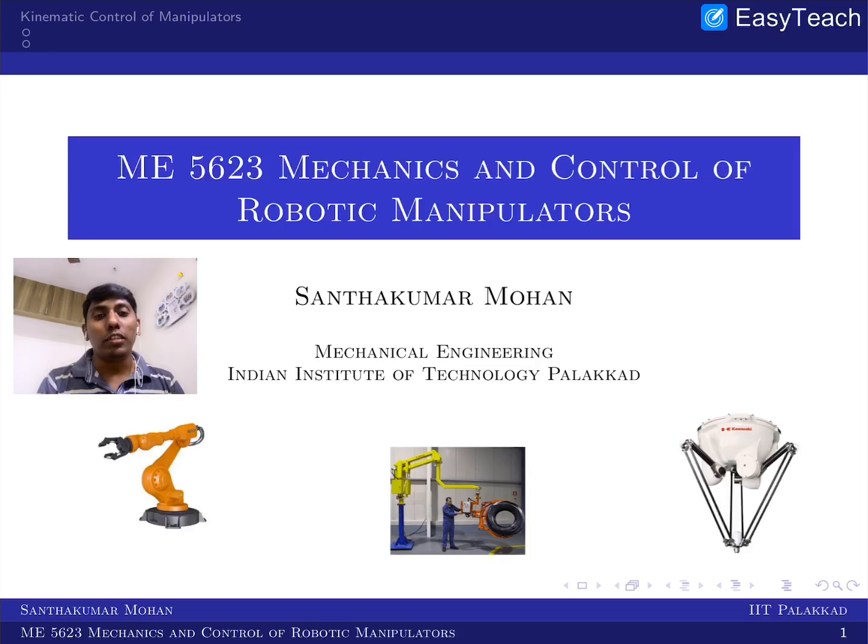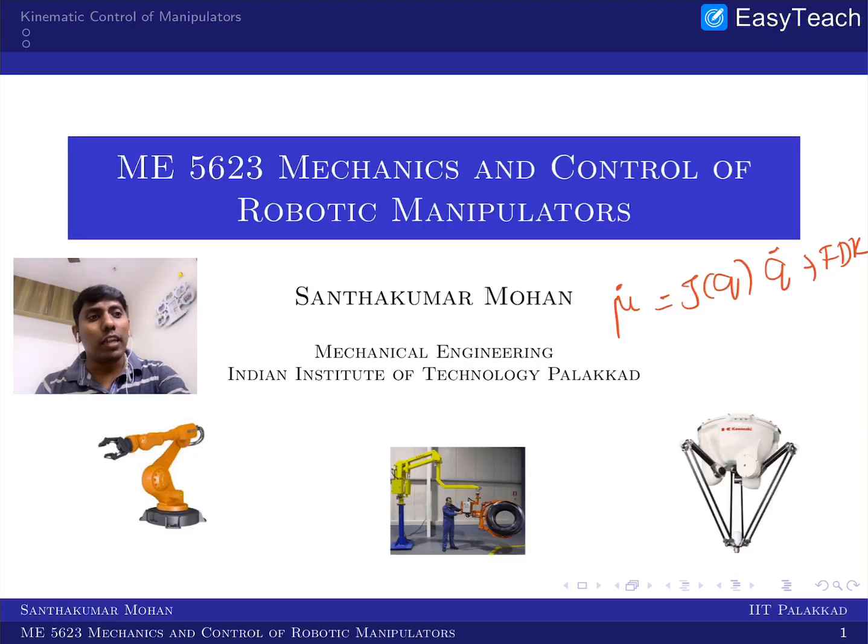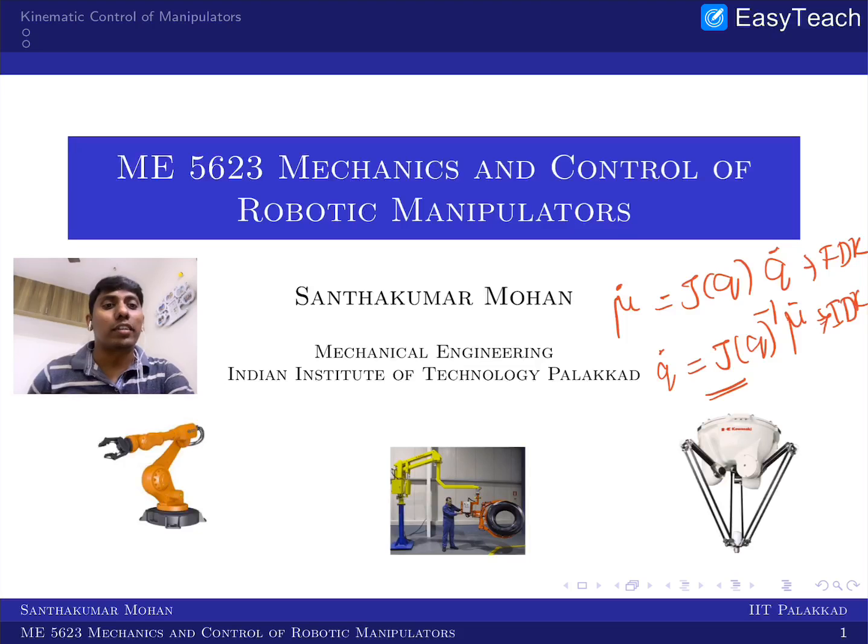You would have seen one is forward differential kinematics, the other is inverse differential kinematics, where I will just write the equation for your benefit. So this is what you would have obtained as forward differential kinematics. There is another case where q dot is wanted for a given mu dot. This is inverse differential kinematics, right? In inverse differential kinematics you can call it controlling the manipulator, but that is open loop.